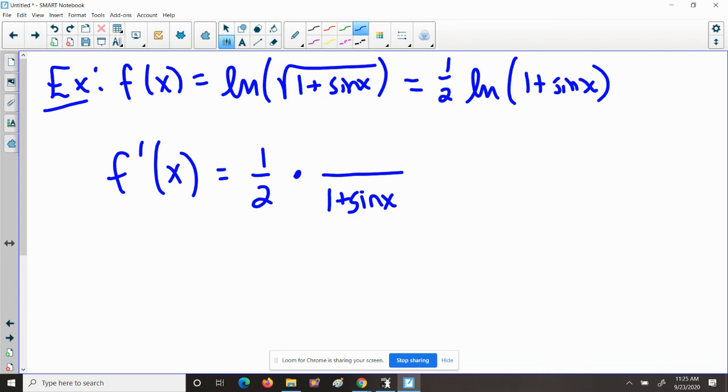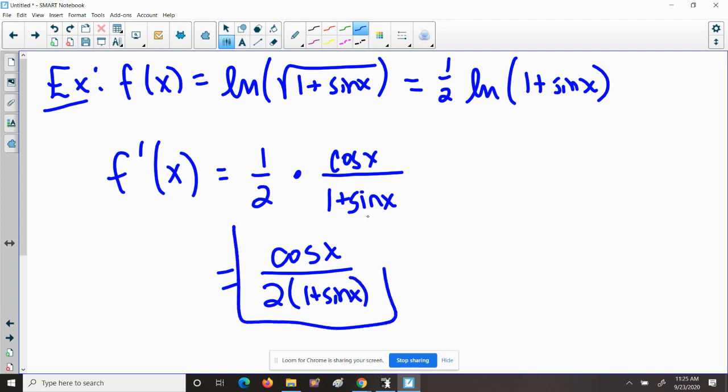Derivative of 1 plus sine of x goes on top, and that would be cosine of x. So if we simplify this down, we have cosine of x over 2 times 1 plus sine of x. That's our derivative. We can now use it in any way we needed to, to find slopes of tangent lines or anything else that we might need. Okay, we could then go find a second derivative if we needed to using quotient rule.